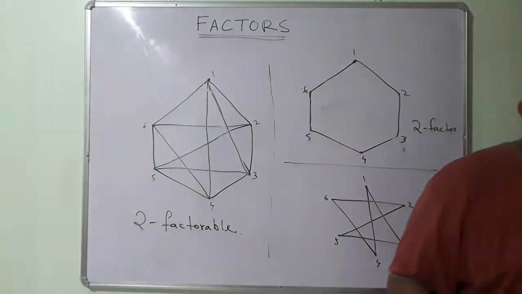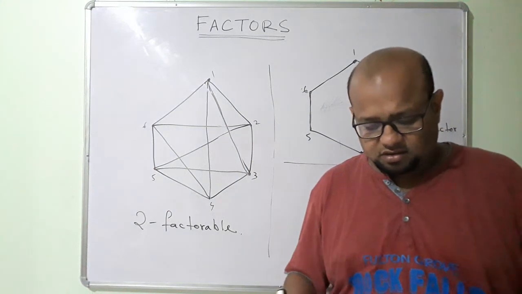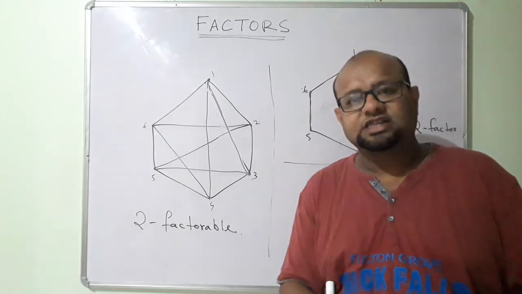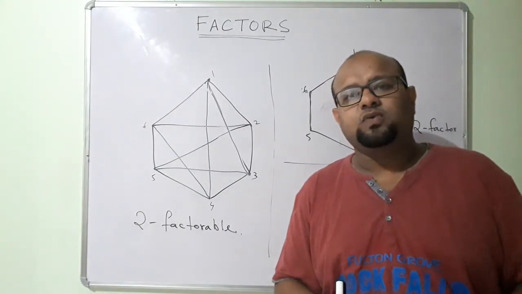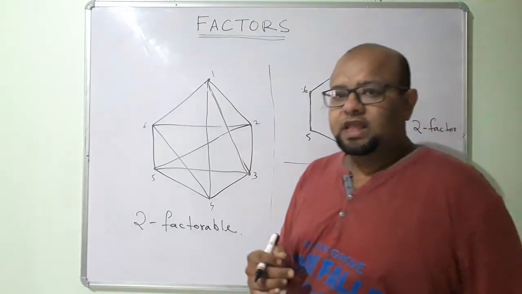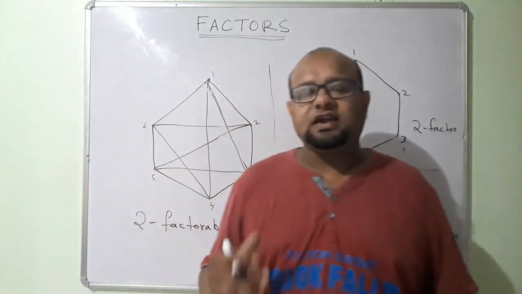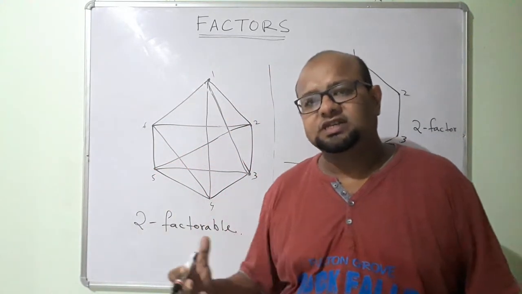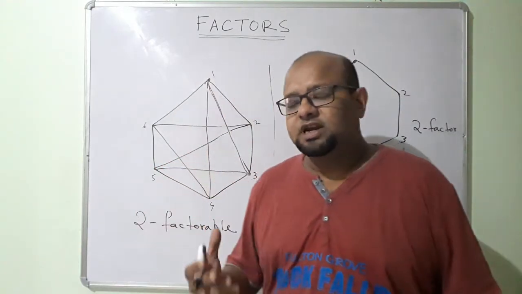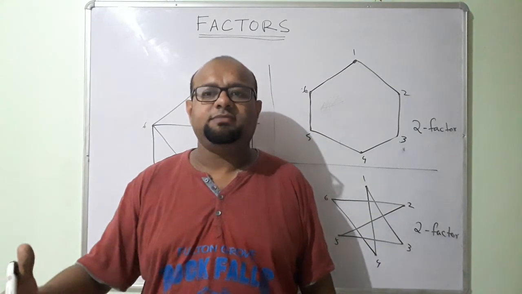Alright, so this is factorization. So we started by talking about what is spanning subgraph, then we talked about what are called factors, then we talked about what is a k factor. So these are k factors of this graph, and then we talked about this Petersen graph. We saw that Petersen graph had 1 factor and 2 factors. But then if I union this 1 factor and 2 factor, I got back my original Petersen graph.